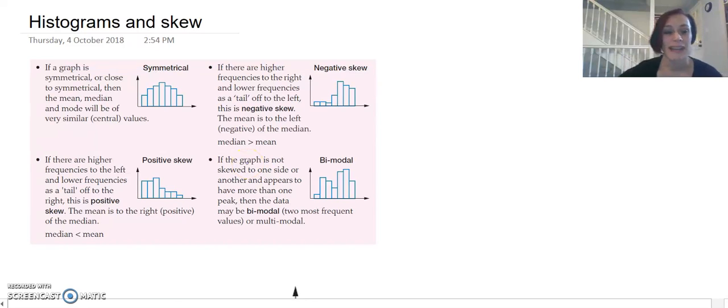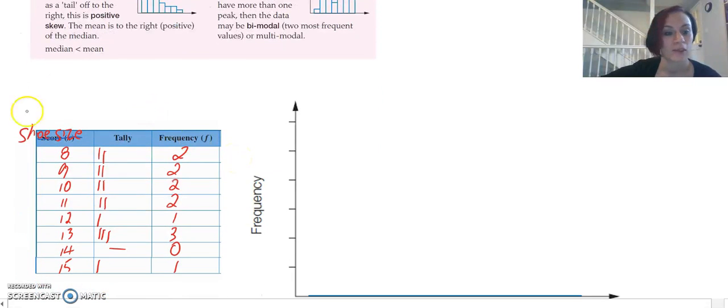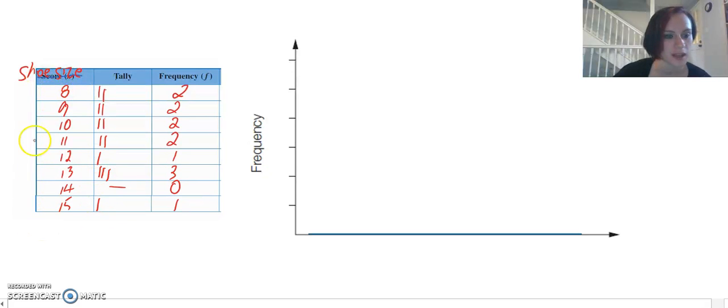In this video, we're going to look at histograms and how they actually represent data visually once we've taken it from our frequency table. So we've got our frequency table that we use to look at our shoe size. We've got all our shoe sizes down here, and we did all our tallies to get our frequency numbers.